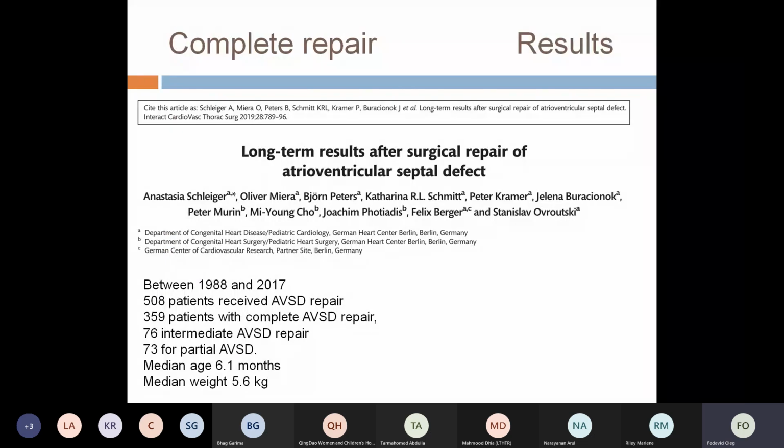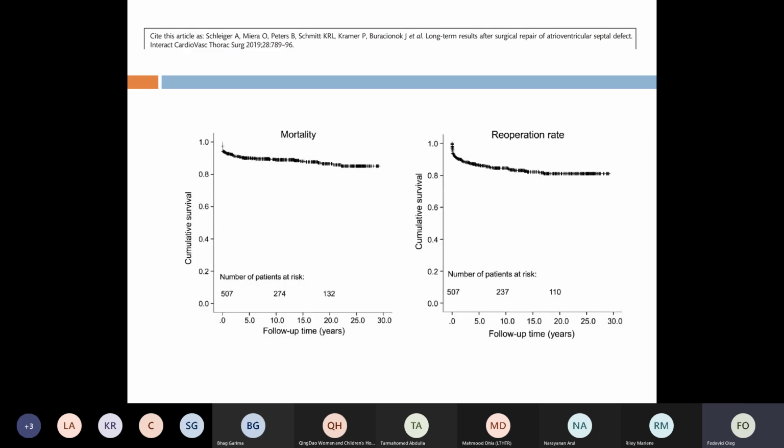So about complete repair, it's obviously the best choice for the patient, and it's another article from Germany with good size group of the patients. So they've got 500 patients receiving AVSD repair, and most majority of them, about 70%, went for a complete AVSD repair, 76 intermediate and 73 for partial. So median age at repair was 6 months and median weight 5.6 kg.